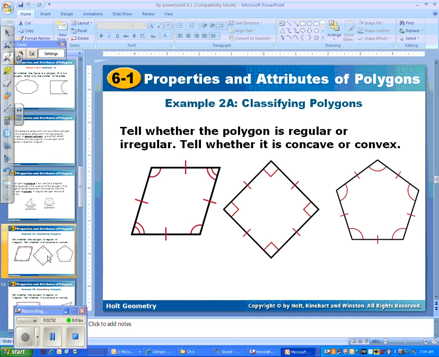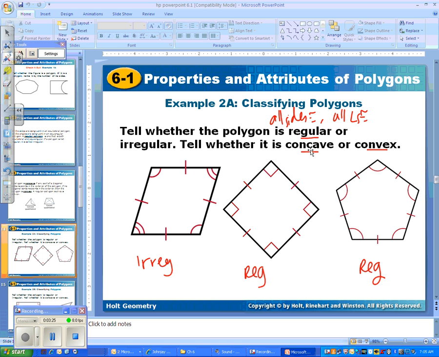So the second thing you're going to be doing is, these are all polygons. You just have to tell me if they're regular or irregular, concave or convex. So let's think regular or irregular. Regular means, again, all sides congruent and all angles congruent. If you look at this one, these have different angles, so this would be irregular. If you look at this polygon, all the sides are the same, all the angles are the same, this would be regular. If you look at this pentagon, all the sides are the same, all the angles are the same, so this is also regular.